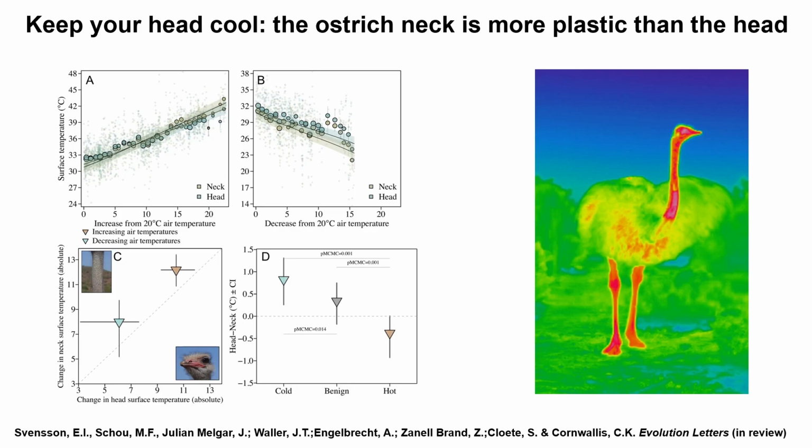And we looked at how different body parts change in temperature in relation to the environmental temperature. And we found that the neck appears to be more sensitive, more plastic to the environmental ambient temperature than the head. So the head is kept more cool. And the difference between head and neck temperature is that as the neck increases in temperature, the head doesn't increase as fast. So they keep their head cool.